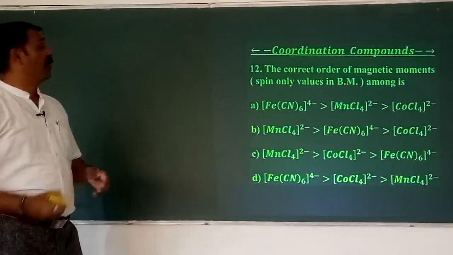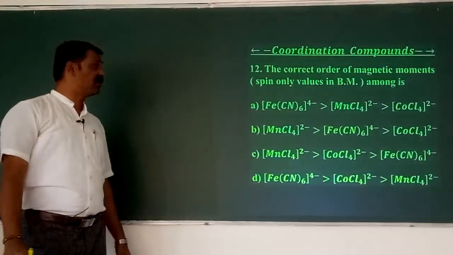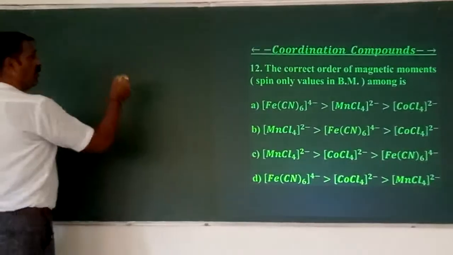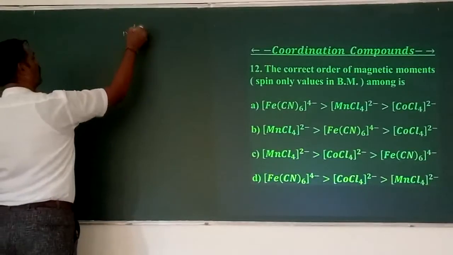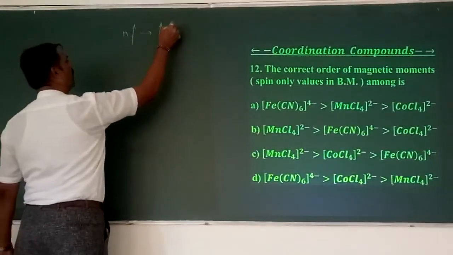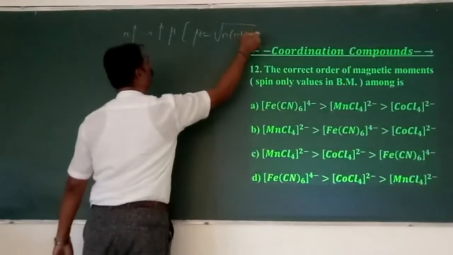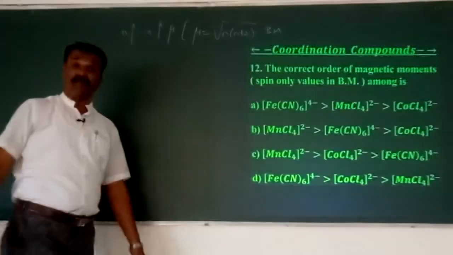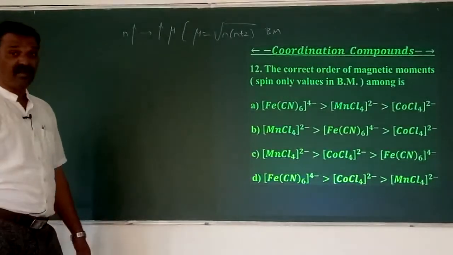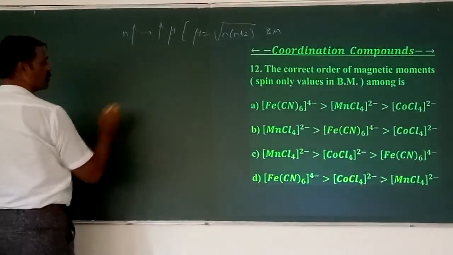The correct order of spin only magnetic moments in this is found to be: the more the number n, the more is the magnetic moment, because mu is equal to root of n into n plus 2 in terms of Bohr magneton, where n is the number of unpaired electrons. Let us have this.